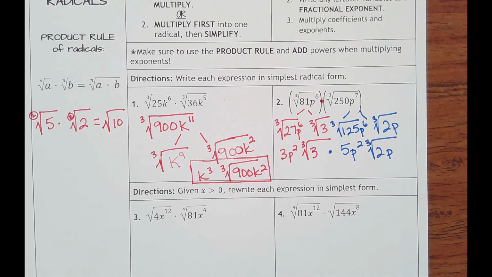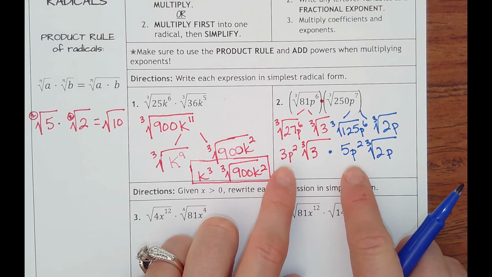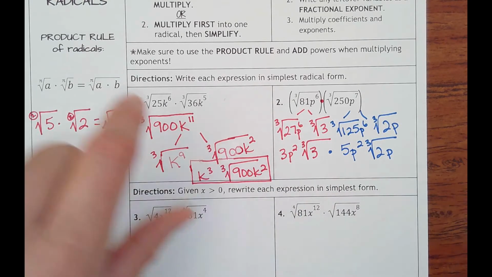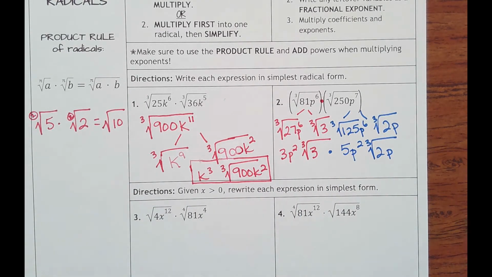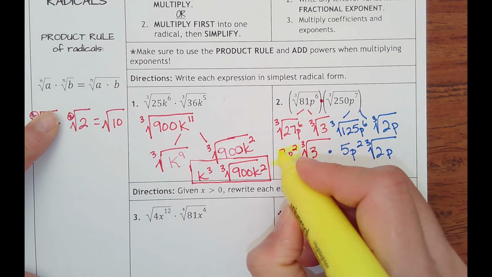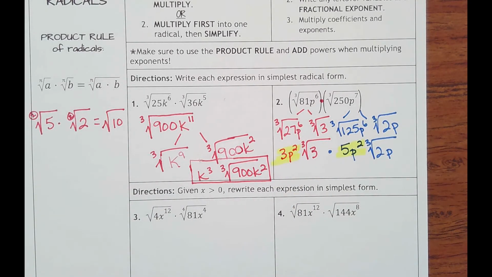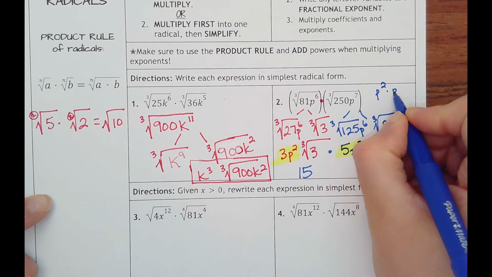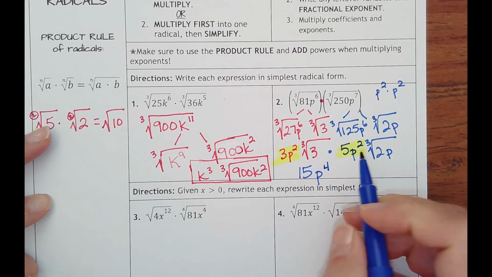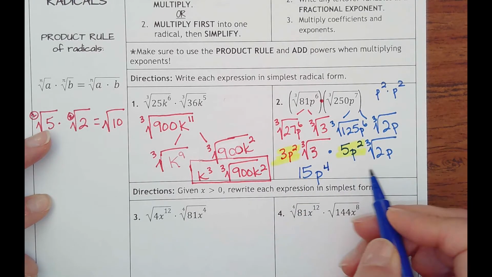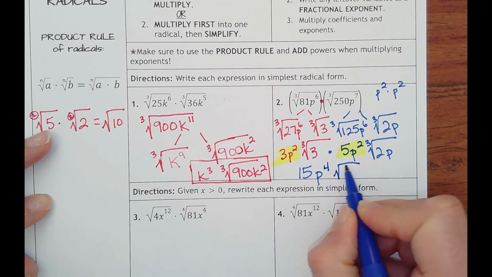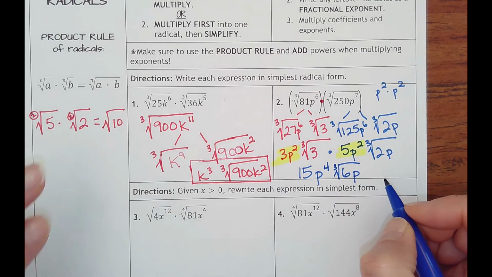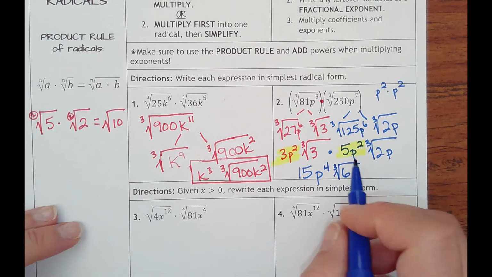And now what you're doing is you're multiplying the things that are out in front of the radicals, and then you're multiplying what's under the radicals. Okay? So we'll take 3 times 5 and p squared times p squared. So 3 times 5 is 15. If I had p squared times p squared, that's p to the 4th because you add them. And then I'm taking the cube root of 3 times the cube root of 2p. So 3 times 2p would get 6p. So it's 15p to the 4th times the cube root of 6p.